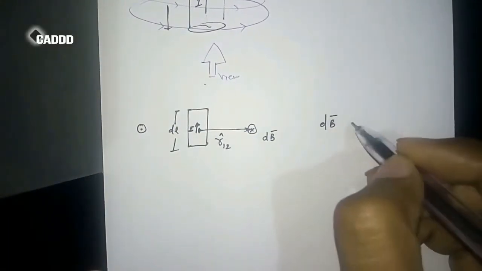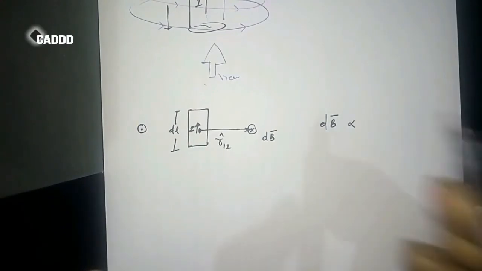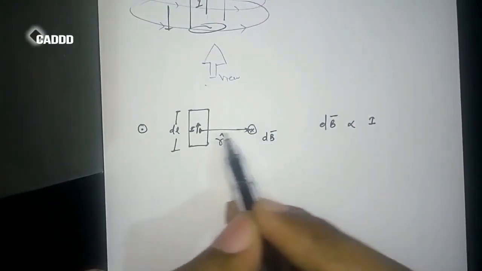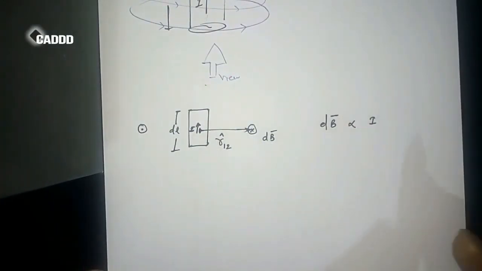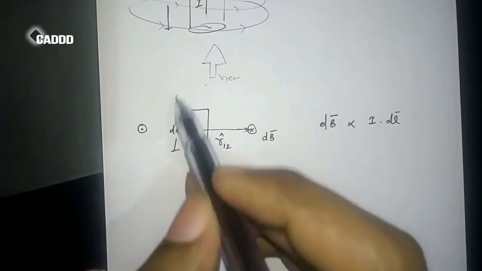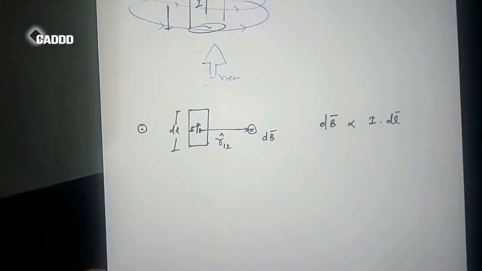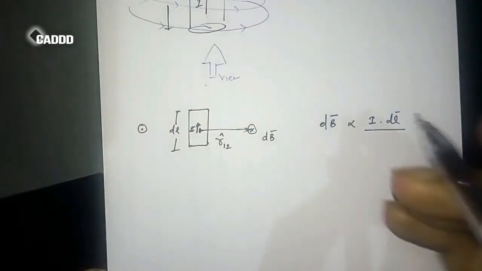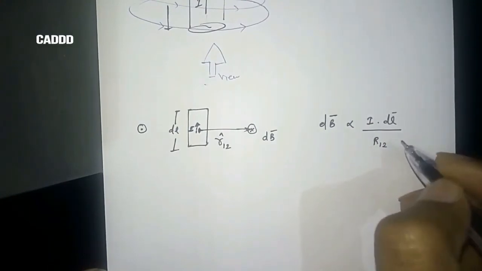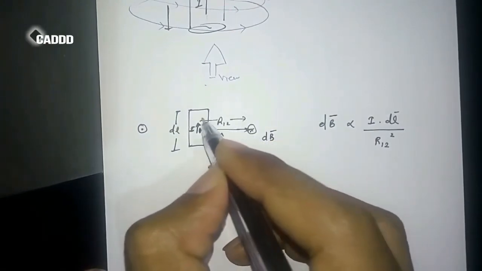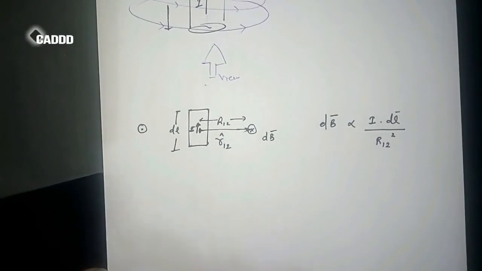So here dB is directly proportional to the amount of current. If current is more, then the magnetic flux density will be more. It is also proportional to the length, which is the differential length here. If length is more, then the magnetic field density will be more. And it is inversely proportional to the square of the distance. Let's say r12 is the distance from here to here, and the square of the distance is inversely proportional to the magnetic field density.